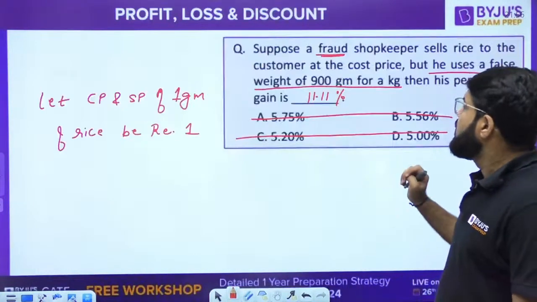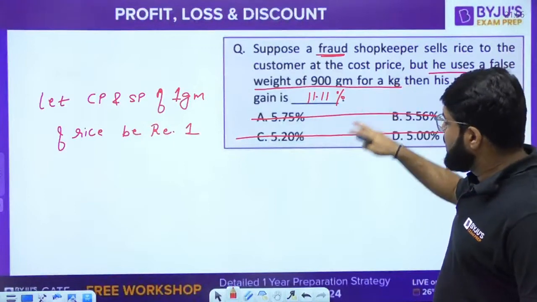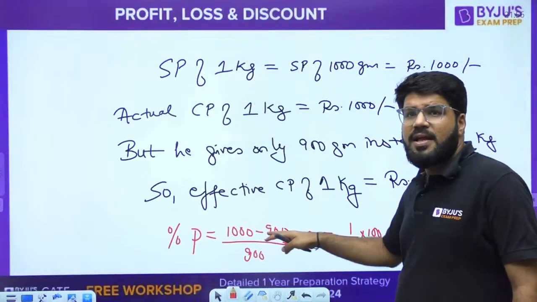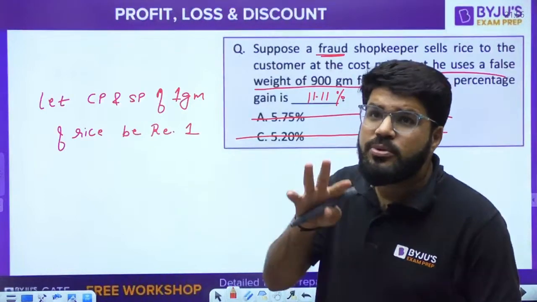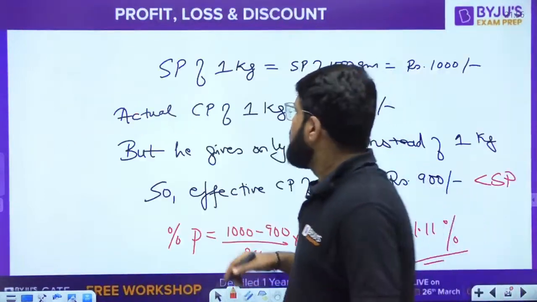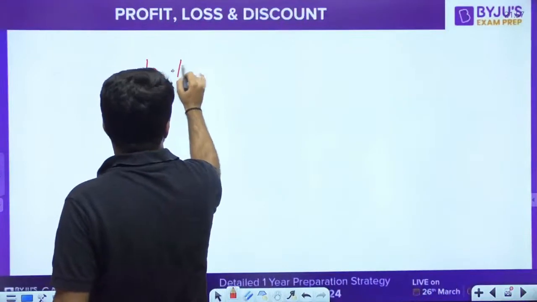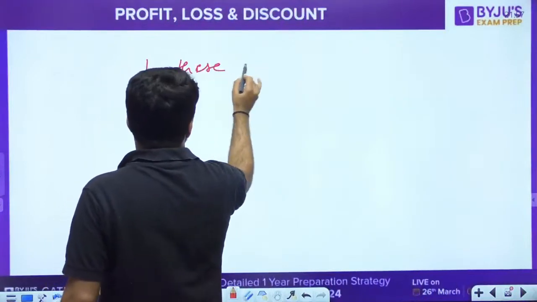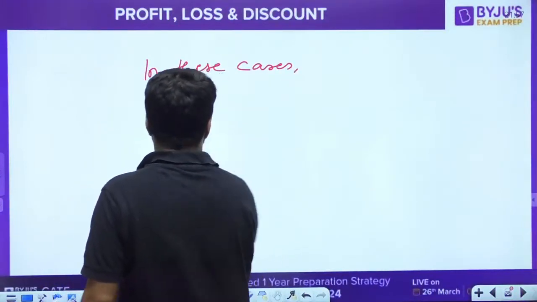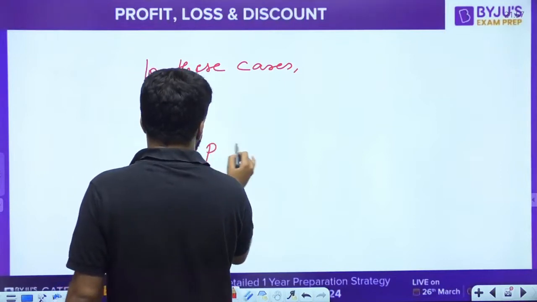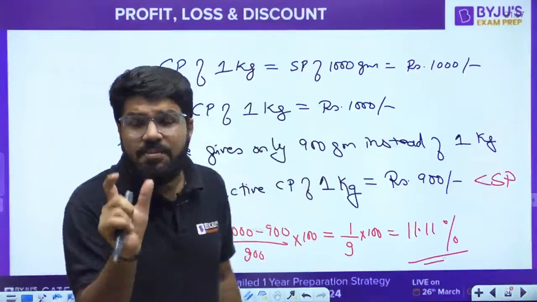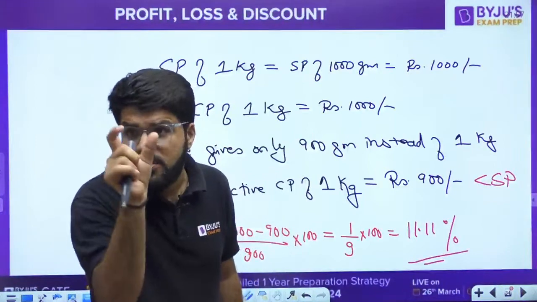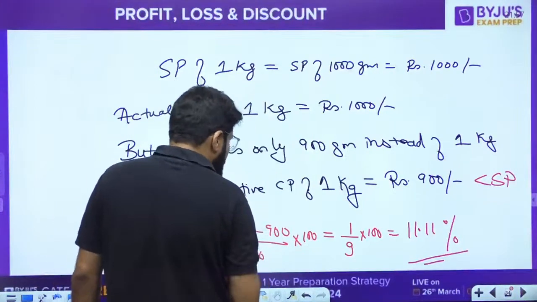Now, what is 1000? 1000 is what he wants to sell. 900 is what he actually sells by the false measuring. Okay. So, in this case, dhyan dena. In these cases, what is the percentage profit? 1000 should be the true weight, because I am there to purchase 1 kg of sugar. Okay, that is the true weight.